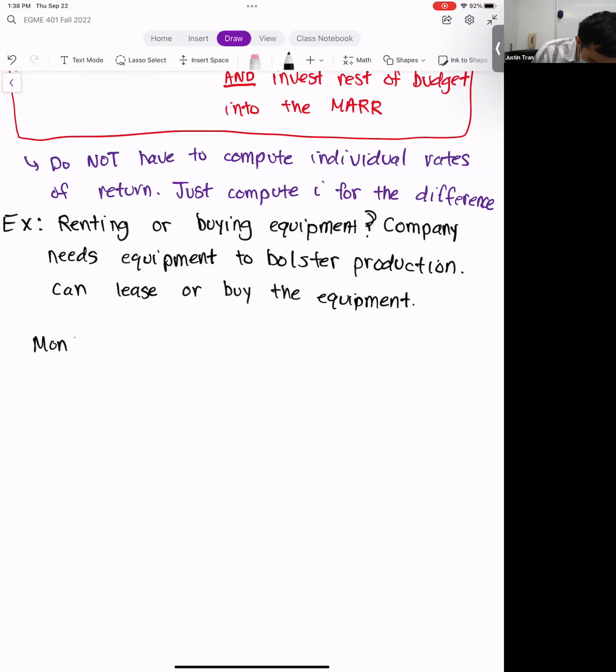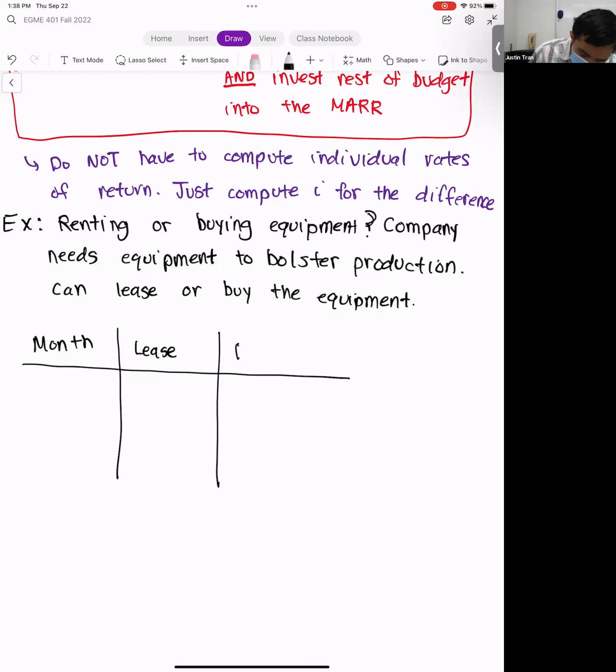In the first column here, we're going to have the month. Here we're going to list the cost for leasing. Here we're going to list the cost for buying. And this is going to be over a 24-month period, so this is going to be for 2 years. Just to simplify this, so I don't have to write 24 entries, we're going to say the leasing costs are going to be the same in months 1 through 23. And then in the 24th month, we might have something different.